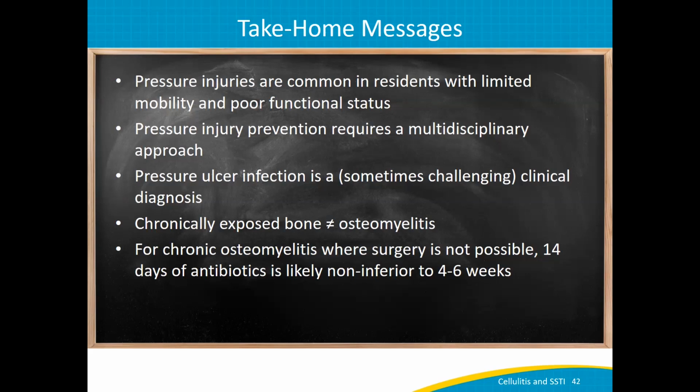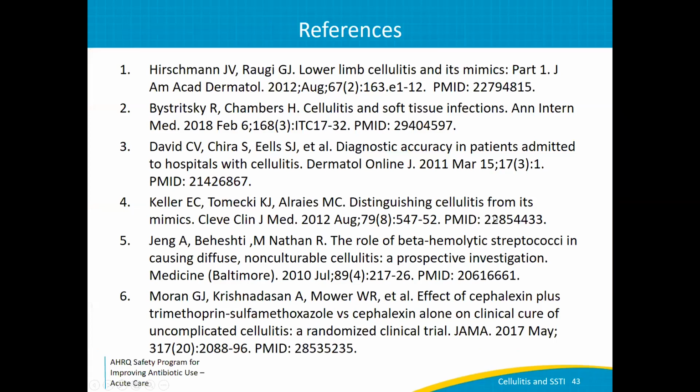And even when you do suspect that the resident does have chronic osteomyelitis, if they're not a candidate for surgical debridement and flap coverage, it's very likely that 14 days of antibiotics will lead to as good an outcome as treating with 4 to 6 weeks. The longer course is not more likely to lead to healing of the ulcer, or to prevent them from developing recurrent infections in the future.